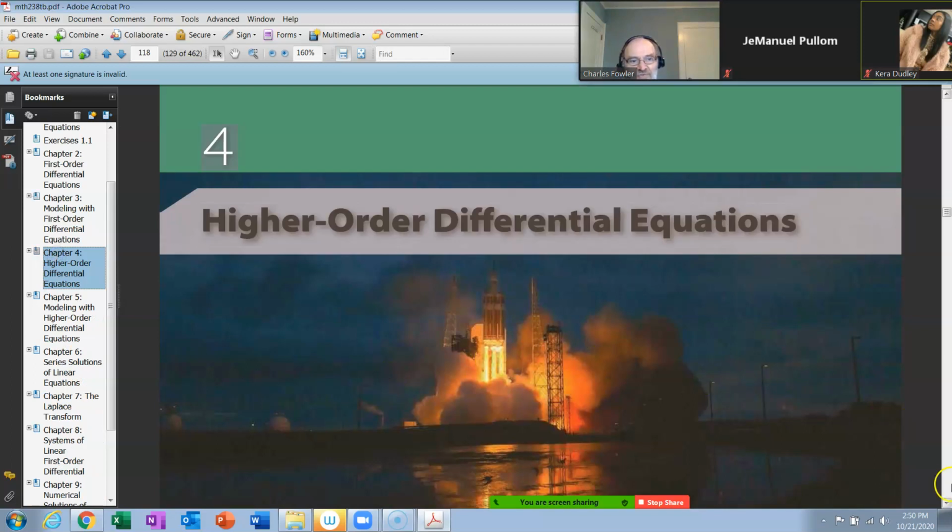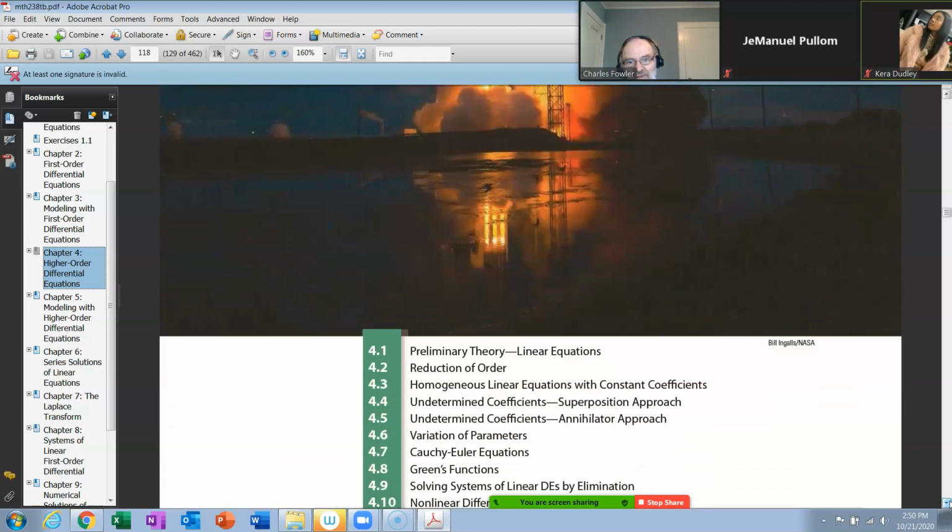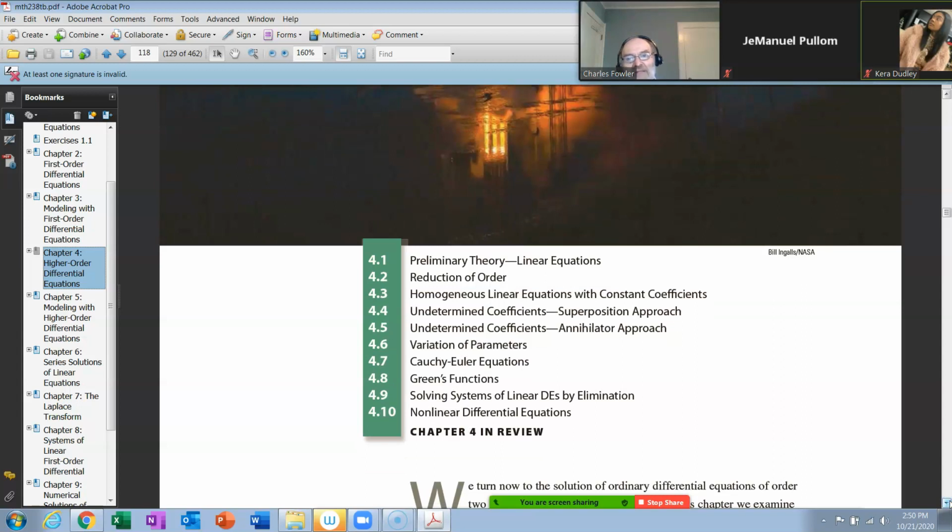Okay, here we go. So here's chapter 4, higher order differential equations. Now this is one long chapter. We're going to start with that preliminary theory, and unfortunately that always takes too long. It doesn't seem like you're really getting anywhere on it, but we'll do that. We'll talk about reduction of order. That's a fairly short section, and then we'll start into 4.3 on homogeneous linear equations with constant coefficients. Now, if you think you know what homogeneous equations are, when we talked about them in chapter 2, that's different from what they're talking about here.